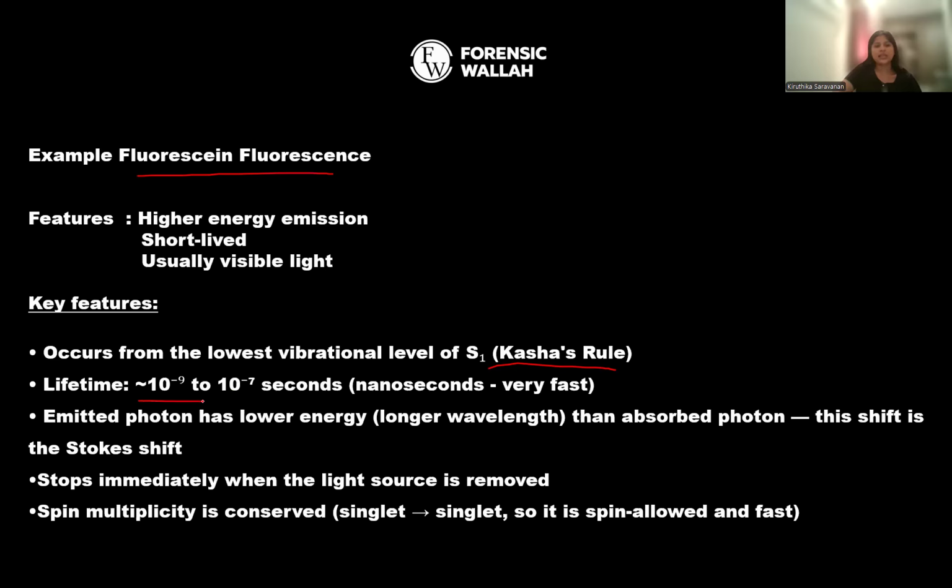And the lifetime taken for this is 10 to the power of minus 9 to 10 to the power of minus 7 seconds. 10 to the power of minus 9 is nothing but nanoseconds. It means it occurs very rapidly. Okay. And if you see the emitted photons, when fluorescent molecules are emitting photons, they are of lower energy compared to the absorbed photons. The photon that is emitted in the fluorescence reaction is of lower energy and longer wavelength.